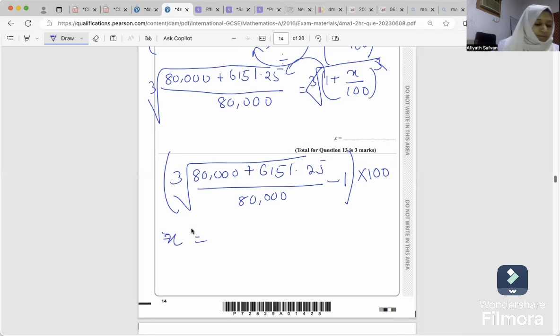Therefore, x is equal to cube root of 80,000 plus 6151.25 divided by 80,000, minus 1 and whole bracket multiply by 100. So use the calculator very carefully here. So every bracket matters a lot.